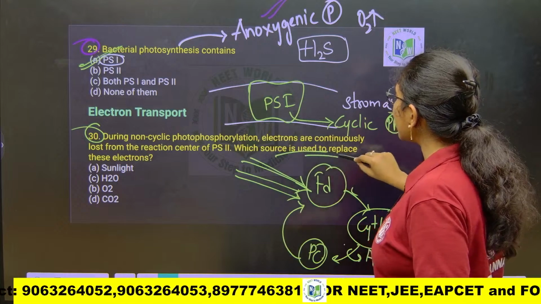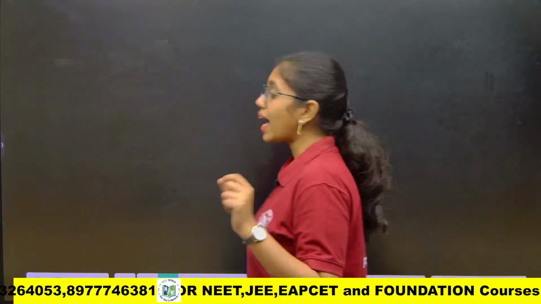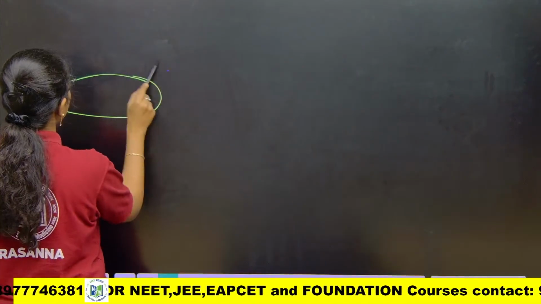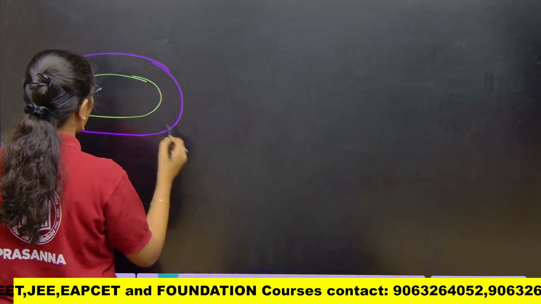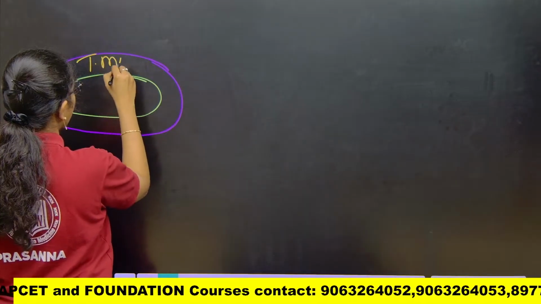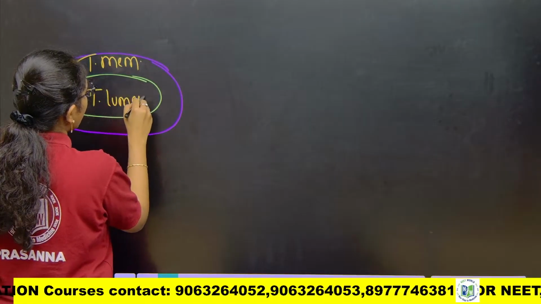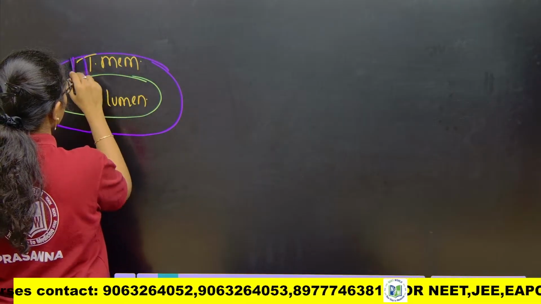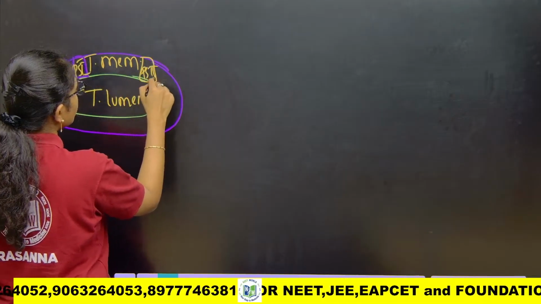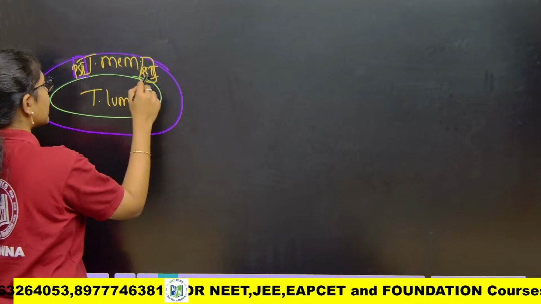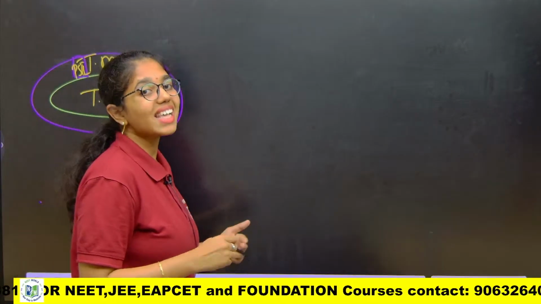Next, during non-cyclic photophosphorylation, electrons are continuously lost from the reaction center of photosystem 2. Which source is used to replace these electrons? To answer this question, you should have the basic idea we have discussed. This will be the thylakoid membrane or thylakoid lamellae, and this will be the thylakoid lumen. In the thylakoid membrane, you will have both the photosystems, PS2 first and then PS1.